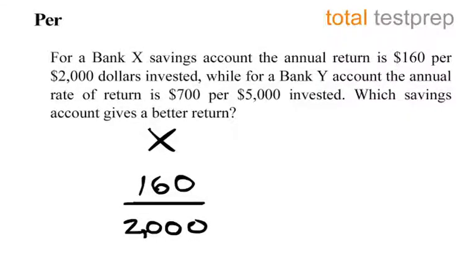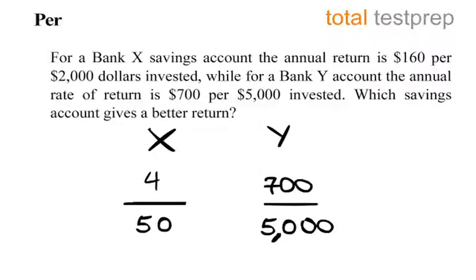Bank X gives us a return of $160 per 2,000, which we can write as 160 over 2,000. We can then reduce this fraction by first getting rid of any zeros that are both in the top and bottom, so we're left with 16 over 200. Then dividing the top and bottom by 4. The top divided by 4 comes out to be 4. The bottom divided by 4 becomes 50. So what we have here is 4 over 50.